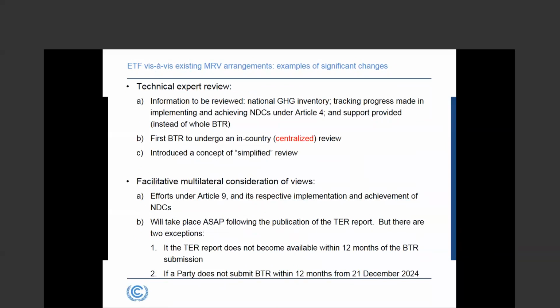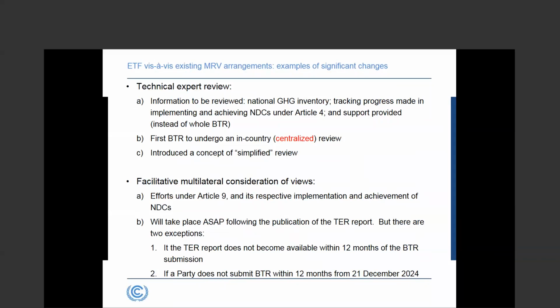And after explaining the reporting requirements, now we are going to the review process. The review is composed of actually two processes. The first one is the technical expert review. For developing countries, the information to be reviewed is national inventories and tracking progress. Support provided is only for developed countries. So instead of the whole BTR, only two parts will undergo the TER.